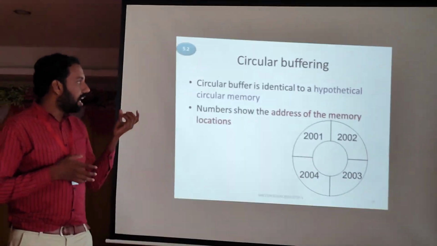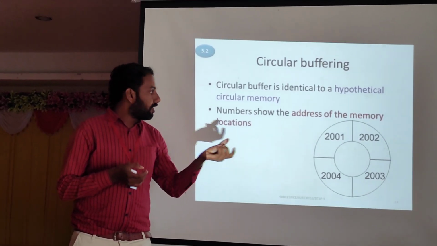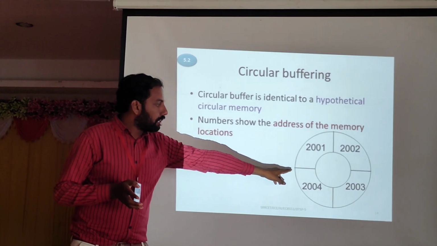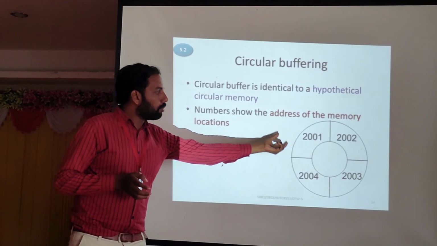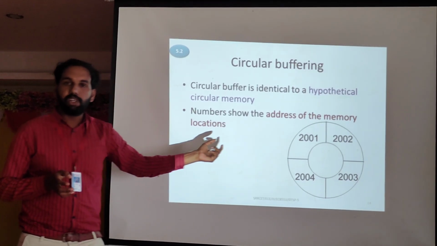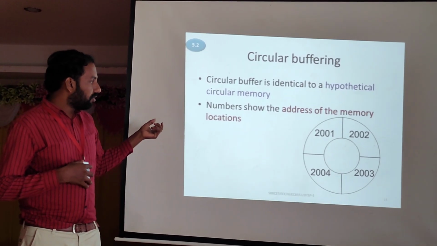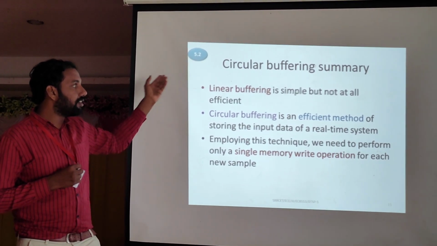The circular buffer is a hypothetical circular memory. The address of the memory location will be shown from the hypothetical circular memory. This is a hypothetical circle. 2001, 2002, 3 and 4 will be known as the address of the circular memory. Next we are going to see about the linear buffering.